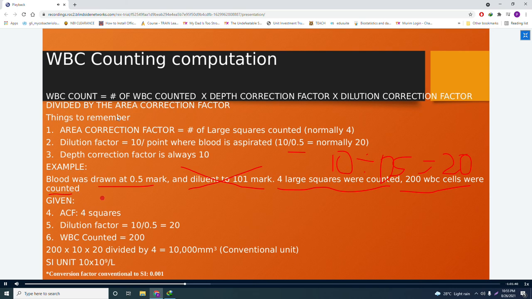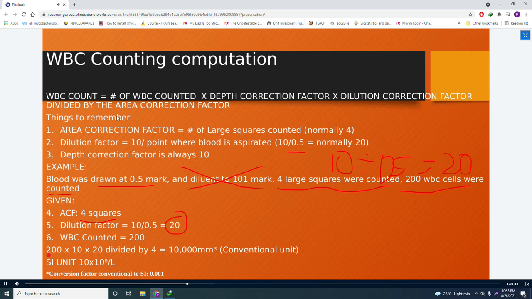Now, the technique, class, on how to do this is you have to take note yung given nyo. First, you take note of your area correction factor. Ilang large squares ba yun? 4 large squares. Sir, paano yung dilution factor? Saan na-draw yung blood? Sa 0.5 mark. So you divide 10 divided by 0.5, you get 20. Ilan ba yung WBC counted? You have 200 WBCs were counted.